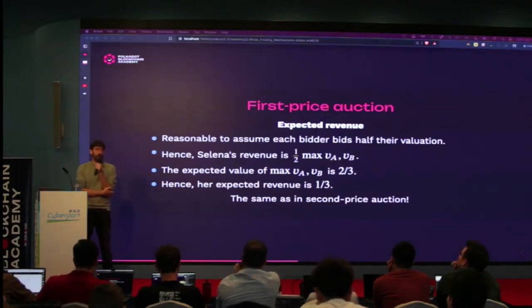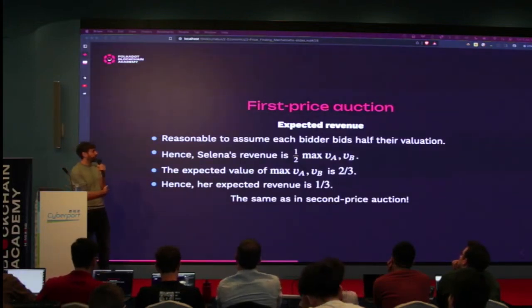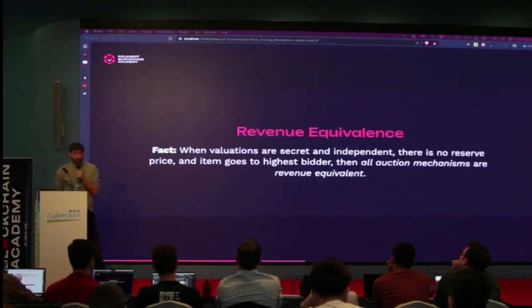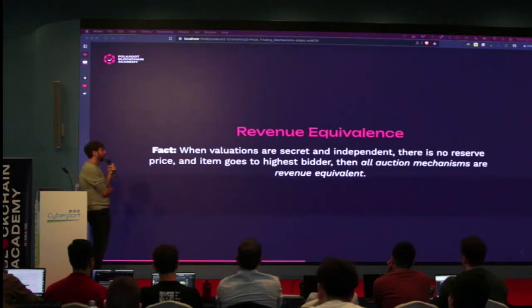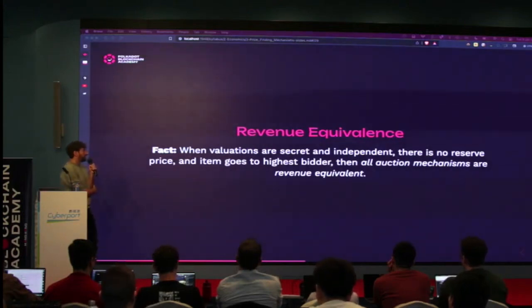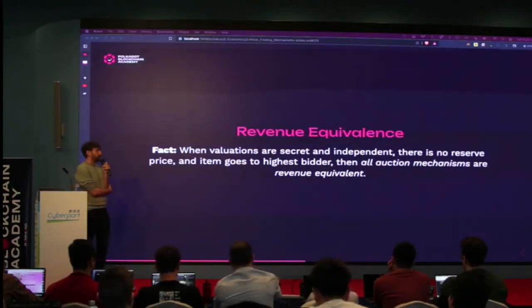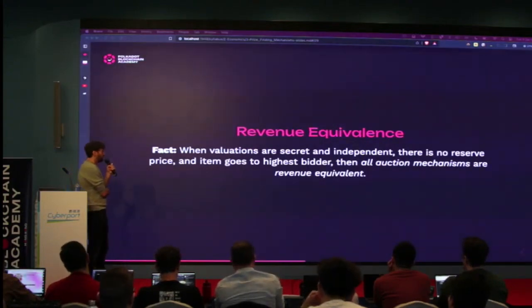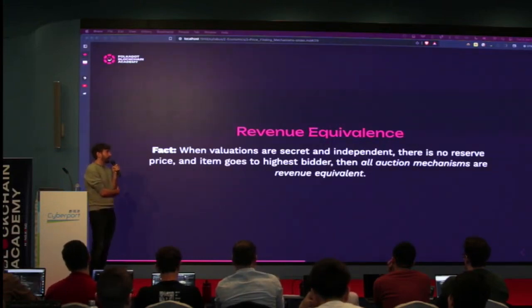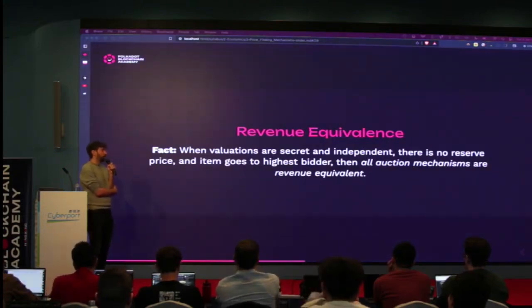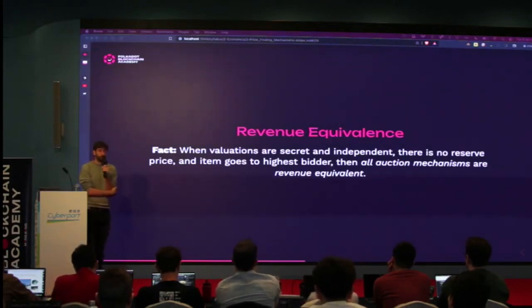And that was actually quite a revealing thing in auction design, or in mechanism design, that led to a very famous theorem, the so-called revenue equivalence theorem. It says that when valuations are secret and independent, there's no reserve price, and the item goes to the highest bidder, then all auction mechanisms are revenue equivalent.